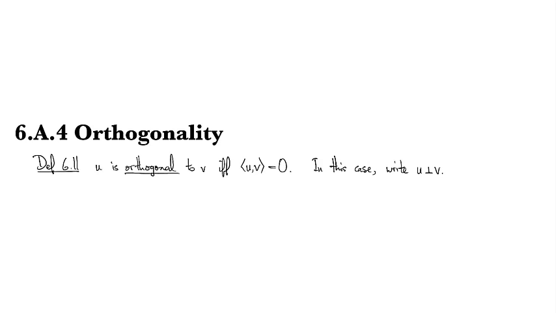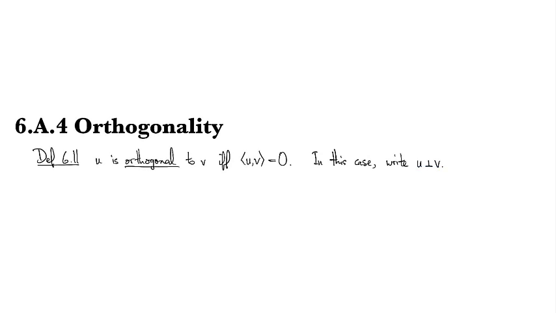So one of the key things about the inner product is that once we have the inner product, we have a notion of orthogonality. We say that the vector u is orthogonal to the vector v in some inner product space if the inner product between them is just equal to 0. And then in this case, we write u is orthogonal to v, or sometimes people read this as u perp v. Perp for that little perpendicular symbol.